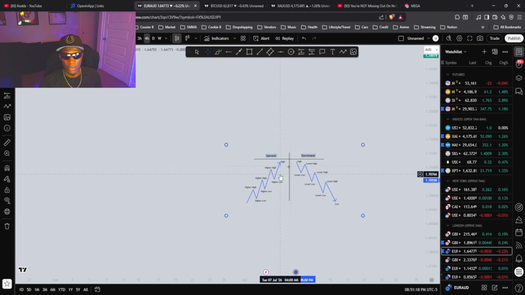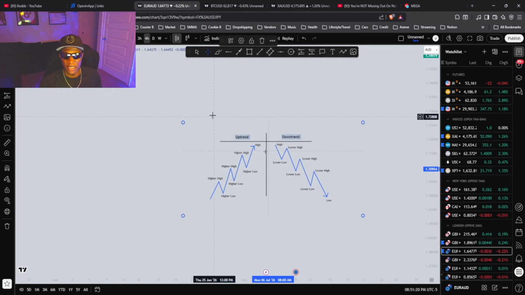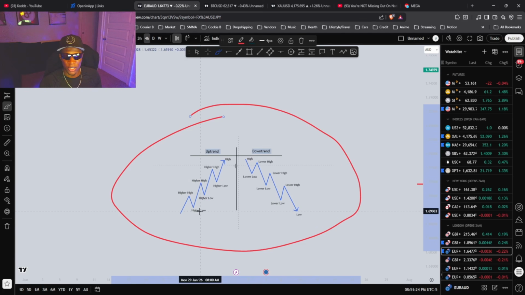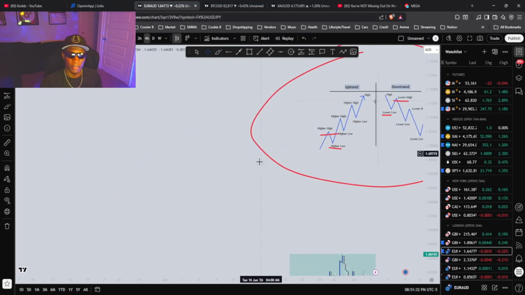Now, what I do realize and what I do know with my experience is when price is on an uptrend, as we can see here, it will never break its higher highs and higher lows. When price is on a downtrend, it will never break its lower lows and lower highs. That being said, let's go over to the chart, okay?